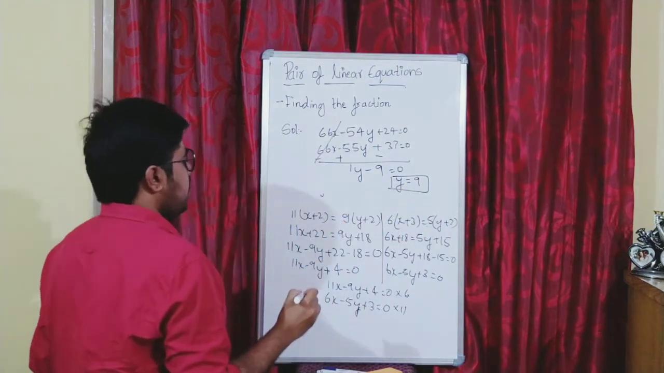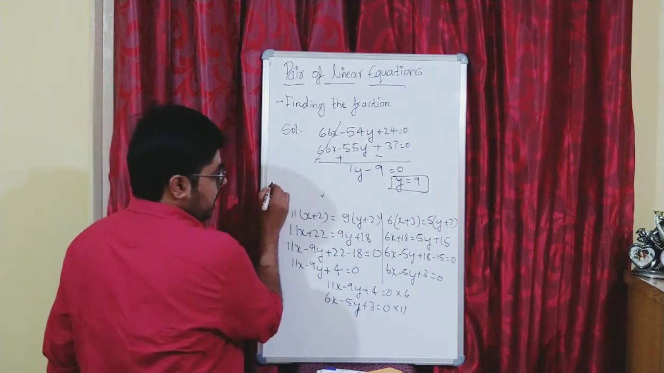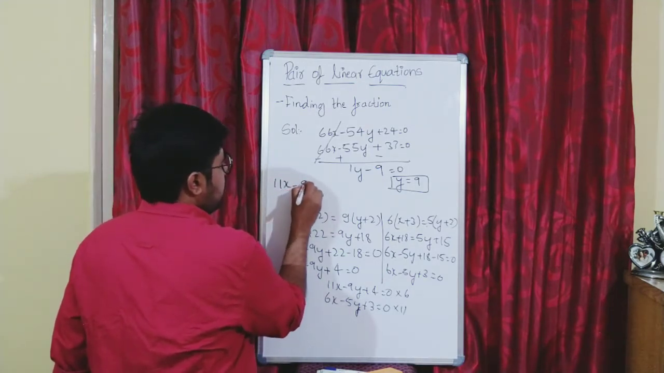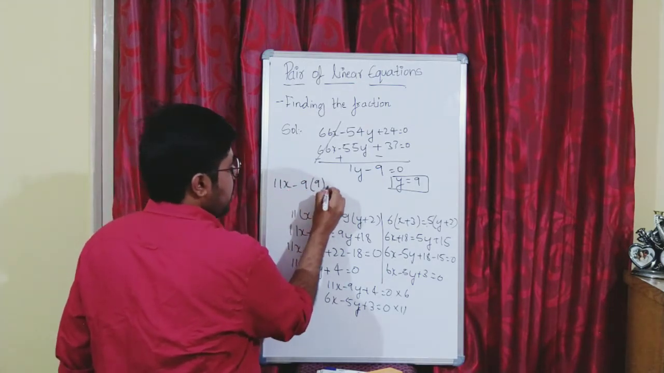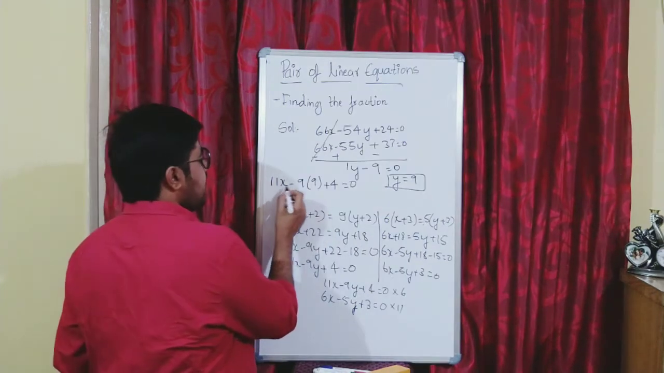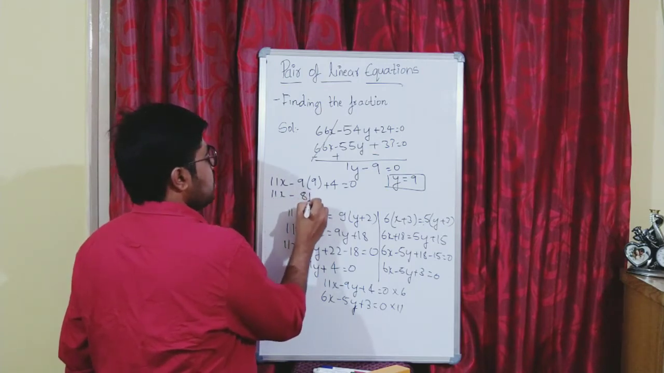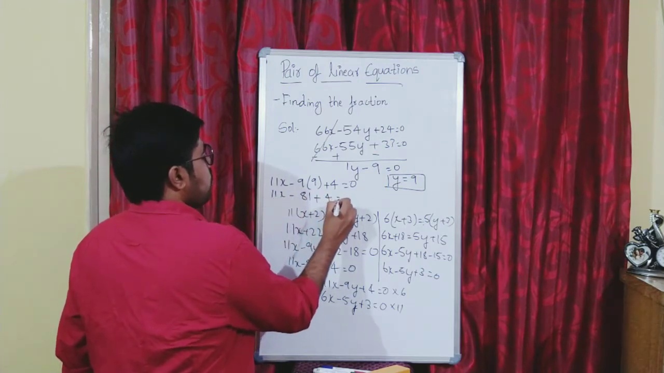Okay. So next, finally, we have to find the x. Take any one of the equations. I will take the first equation quickly. So 11x minus 9y, y equals 9, plus 4 equal to 0. Now you can see 11x minus 9 into 9, 9 into 9 is 81, plus 4 equal to 0.